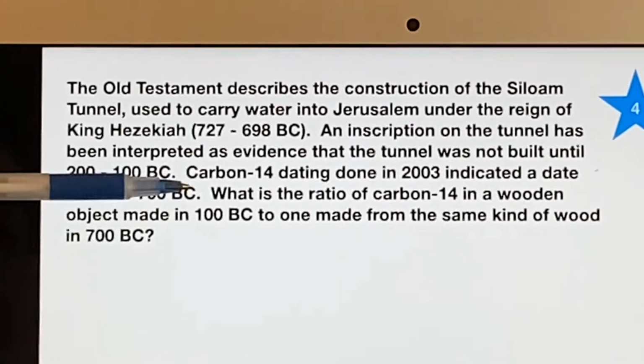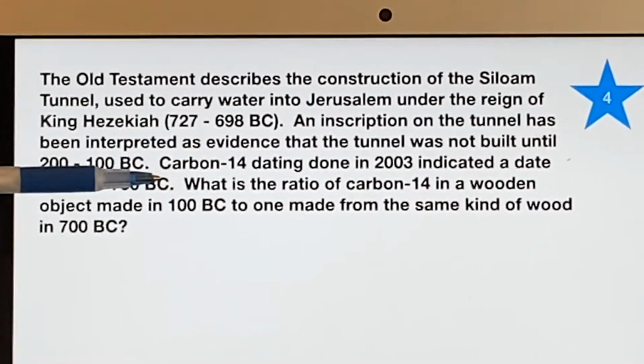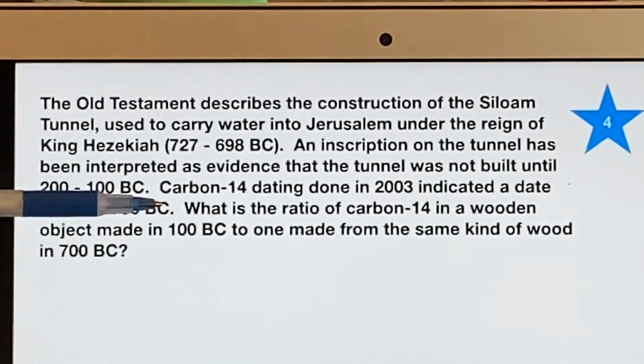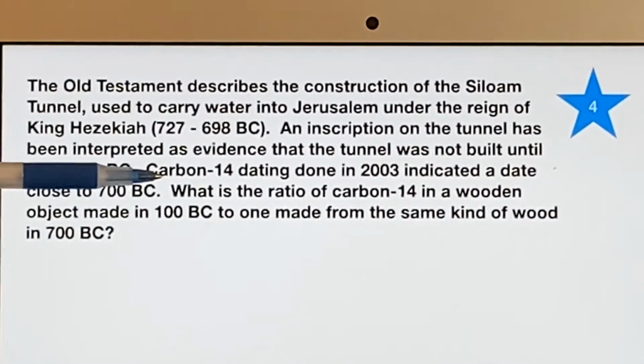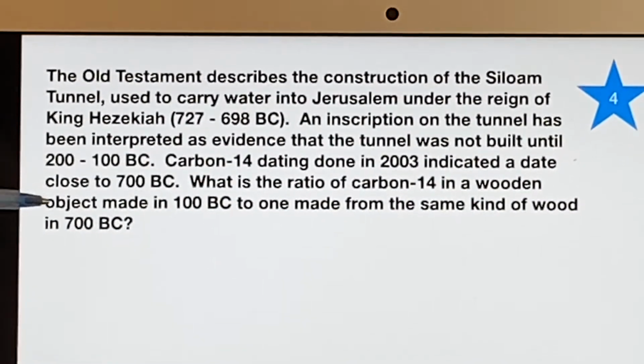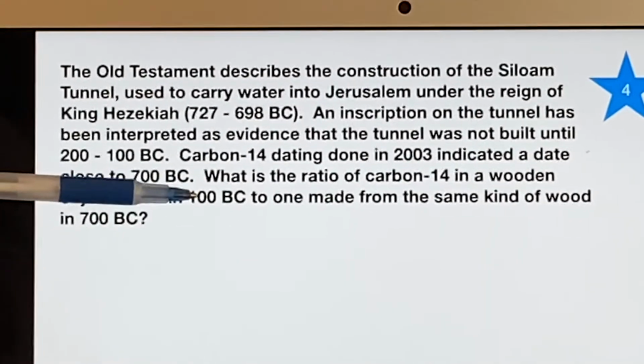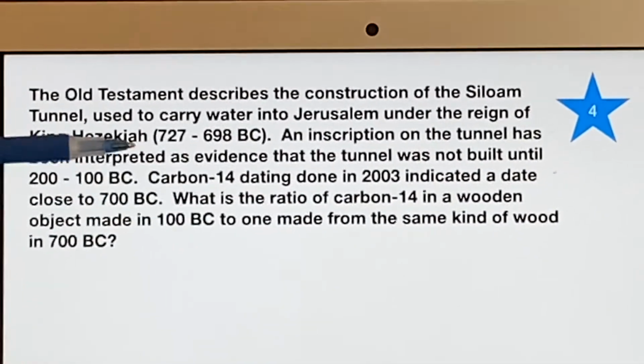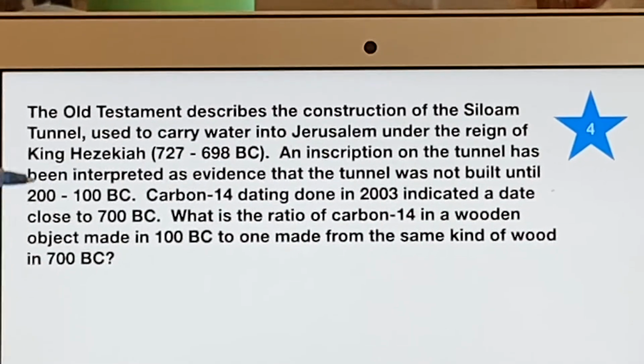Why would we want to do this? Because somebody in the archaeology department wants to know the answer. So what's the ratio of carbon-14 in a wooden object that was made in 100 BC to one made from the same kind of wood in 700 BC?